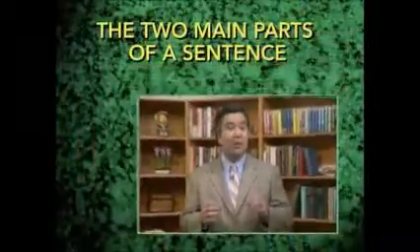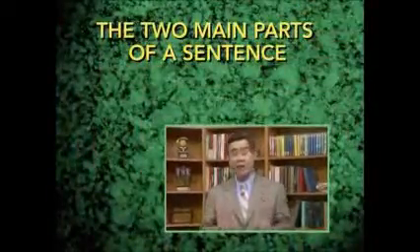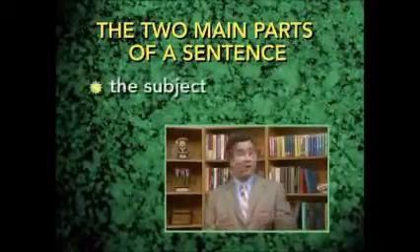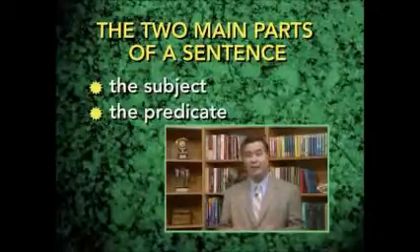What is a sentence constructed from? Well, of course, the most basic unit is the word. But before we talk about individual words, we need to talk about some of the bigger parts that go to make up the structure of a sentence. In particular, there are two big parts into which most sentences can be divided. These two main parts are the subject and the predicate. Let's talk about each in a little more detail.